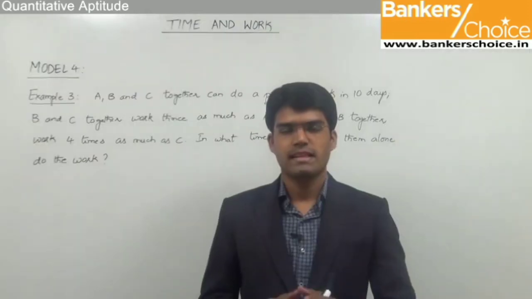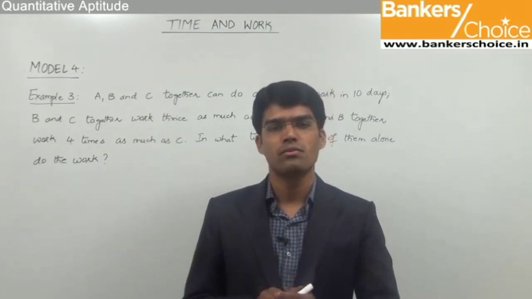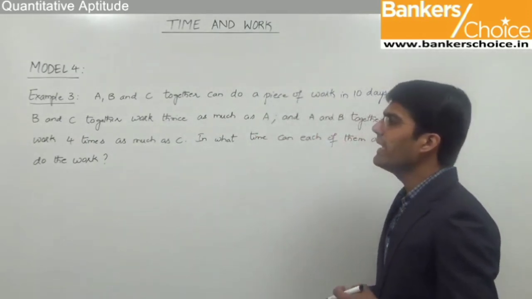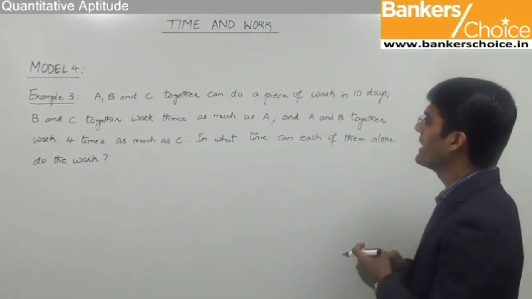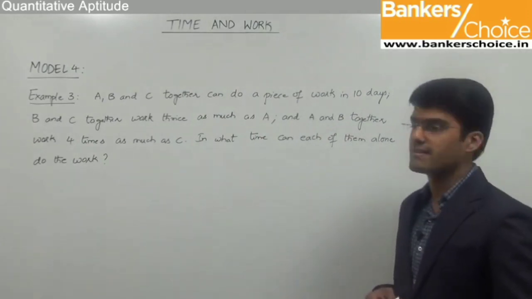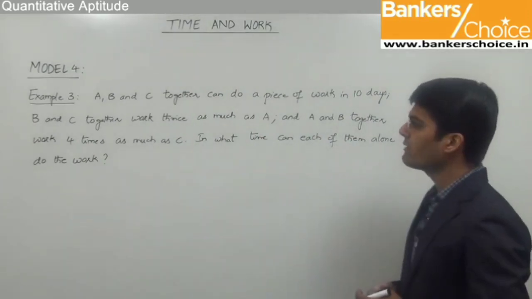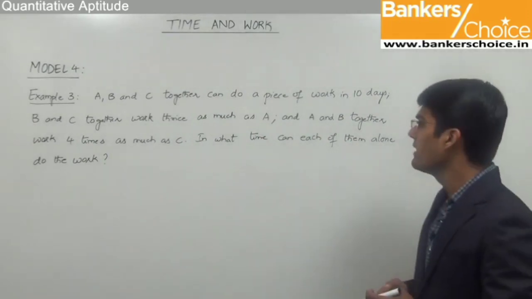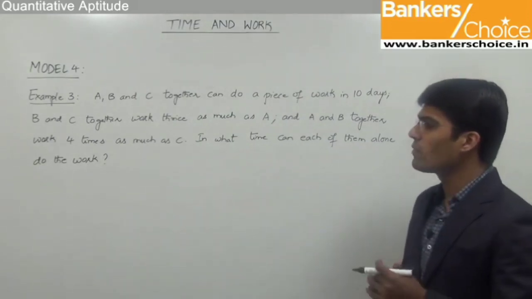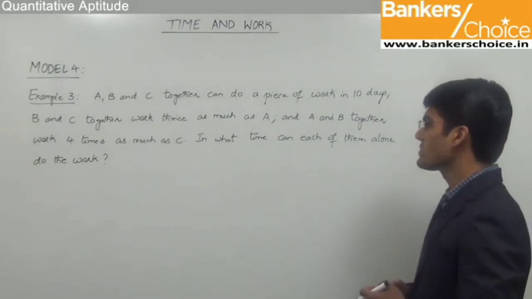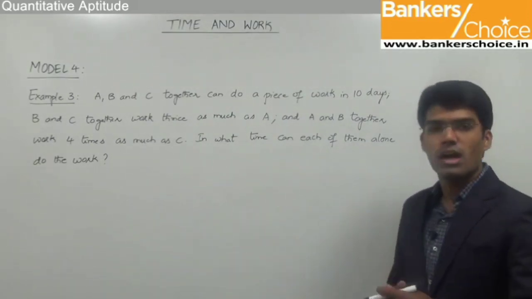Let us now take the third example from model 4. The question here is, A, B and C together can do a piece of work in 10 days. B and C together work thrice as much as A, and A and B together work 4 times as much as C. So in what time can each of them alone do the work?